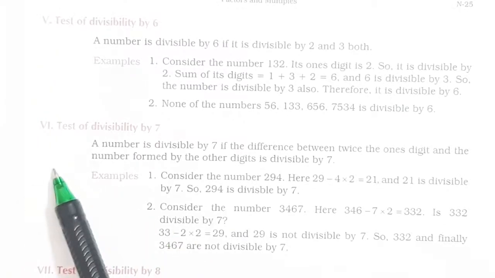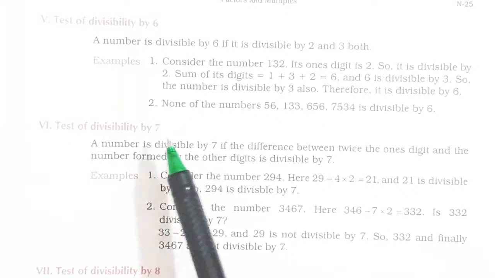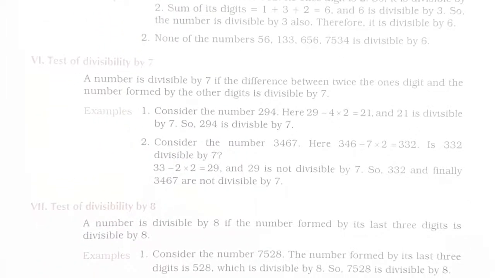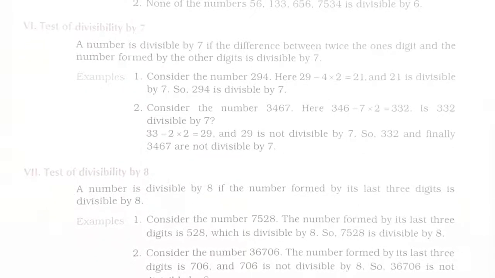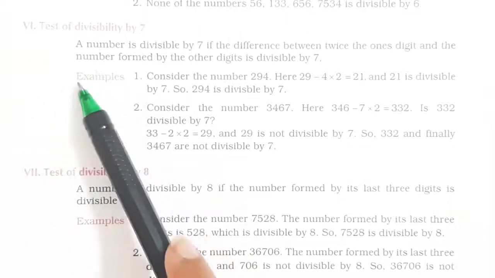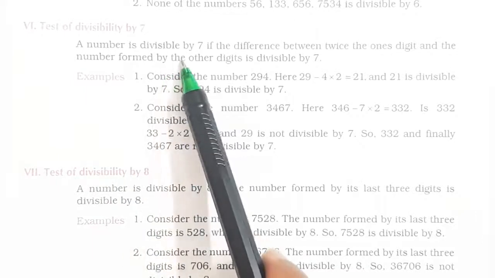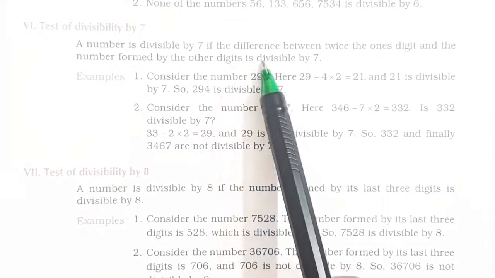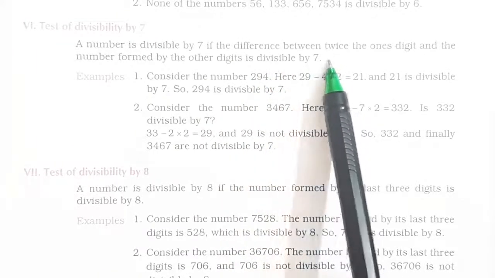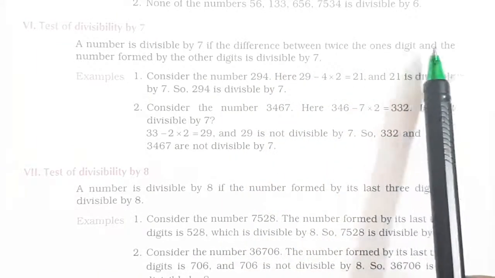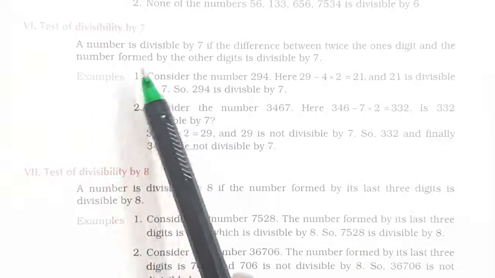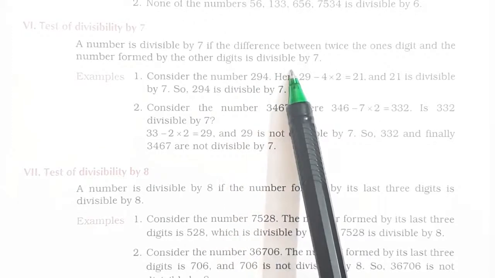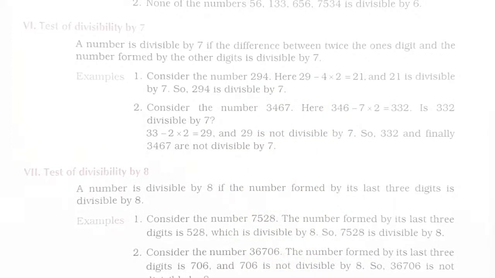Now let us discuss the divisibility by 7. Now children, this is very important. Now try to understand this. Now everyone, please listen carefully. A number is divisible by 7 if the difference between twice the ones digit and the number formed by the other digits is also divisible by 7.